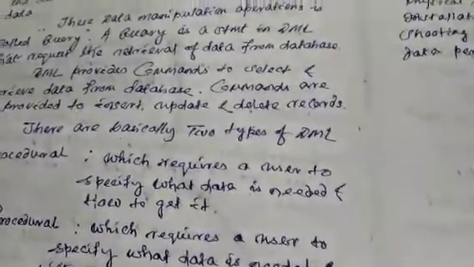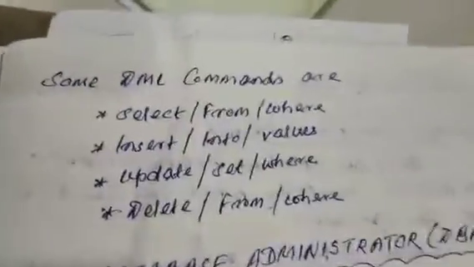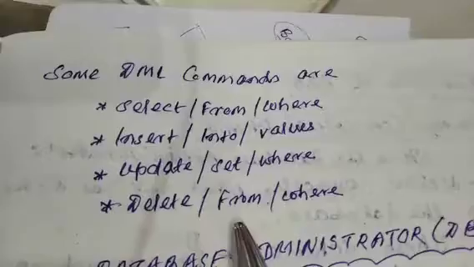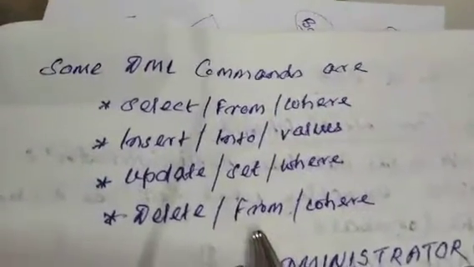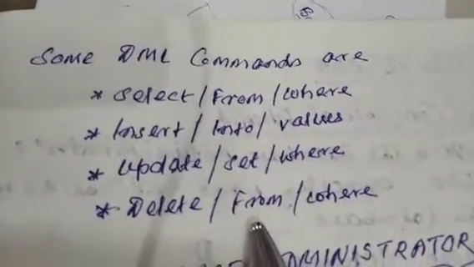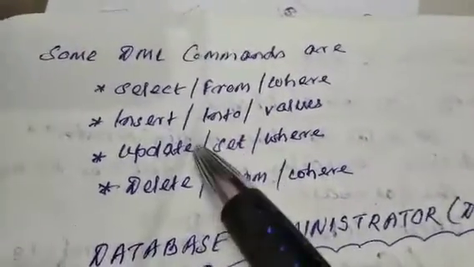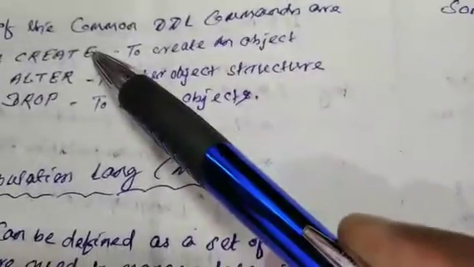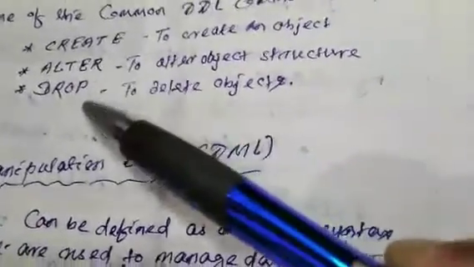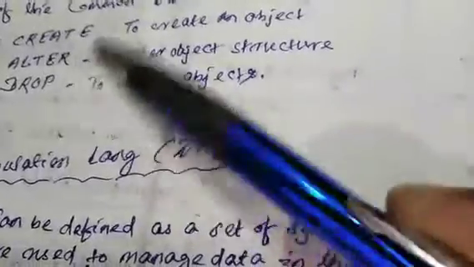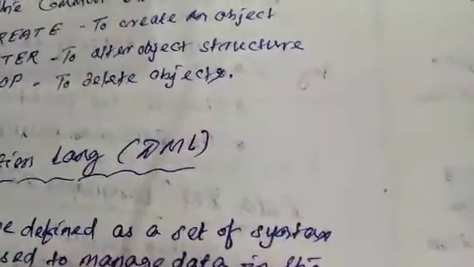So there are two types of commands: DDL commands and DML commands. The DML commands are select, insert, update and delete. Similarly, the DDL commands are create, alter and drop. So many operations and manipulations can be done through these languages.